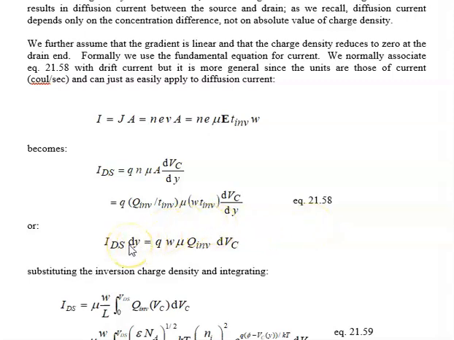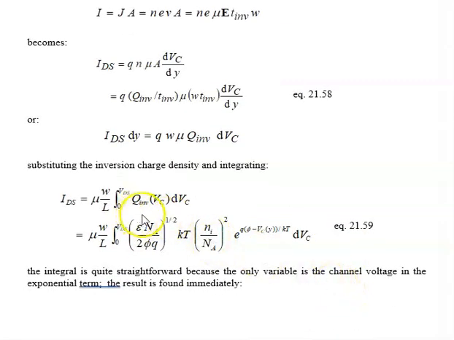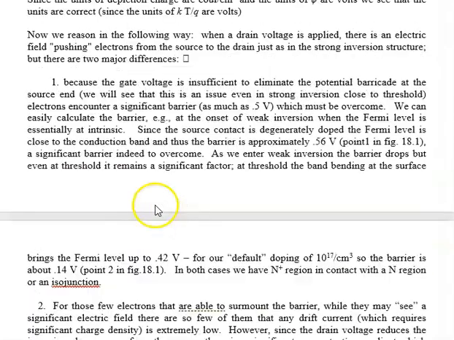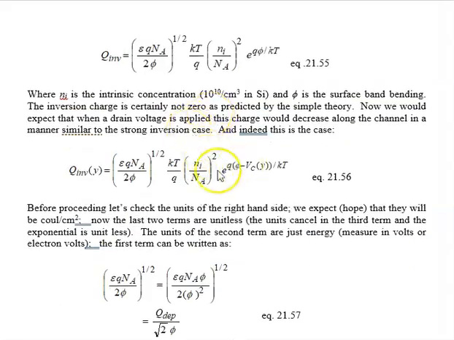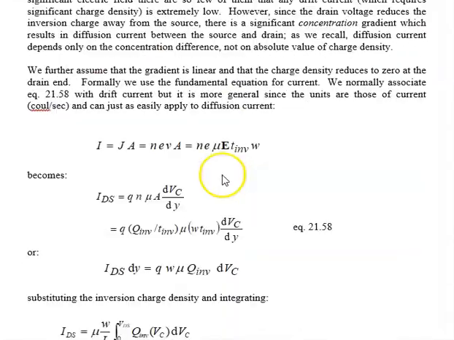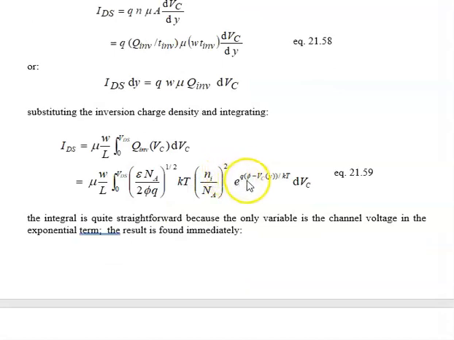This is a very easy integral because we're integrating from the source to the drain. That's why the L appears here, and we just integrate the Q inversion, which we have right up here. We just stick that in, again as a function of band bending now. So that's how we're going to perform the integration.